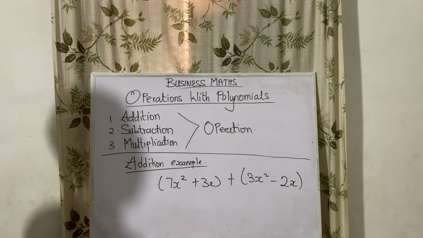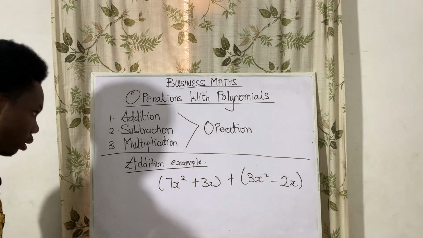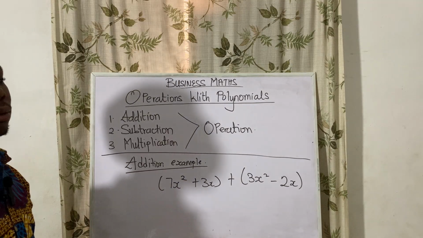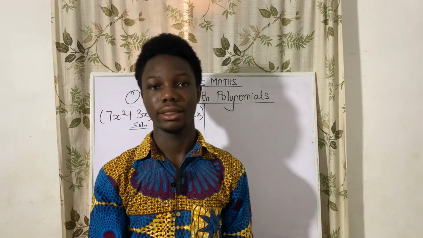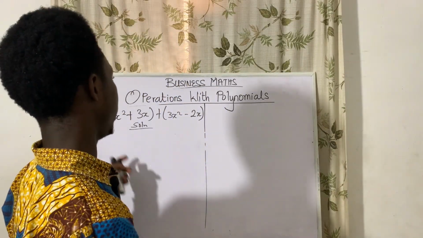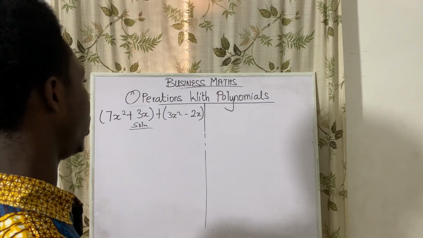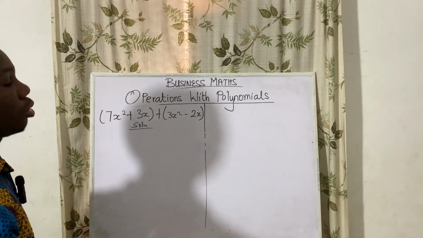So we have to solve for this. Right? We have to solve for this. So how do we do this? How do we solve for this? So let me clean the board so that we solve for this. Now, let's look at the first example we have here. This is addition operation with polynomials. So we have this. How do we solve for this?